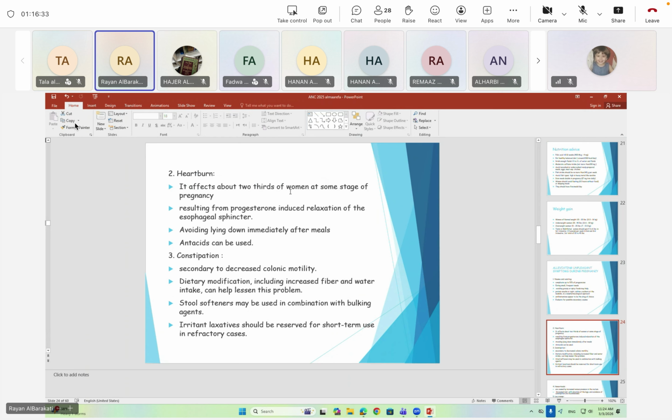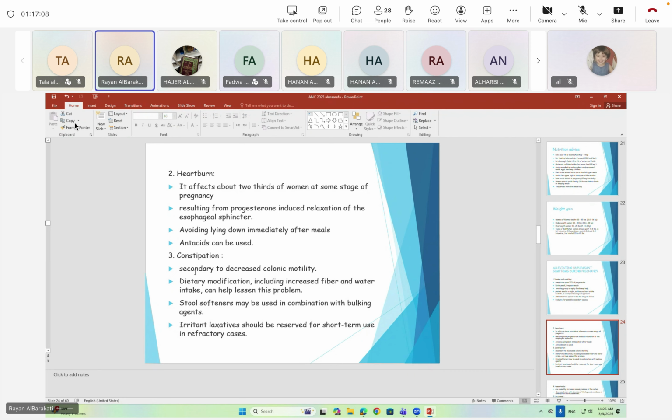Heartburn affects about two thirds of women at some stage of pregnancy, resulting from progesterone-induced relaxation of the esophageal sphincter. We should always advise them to avoid lying down immediately after meals. Antacids can be used. Usually we give chewable medication like Rennie or Gaviscon. If it doesn't work, we go for PPIs like Nexium and others.